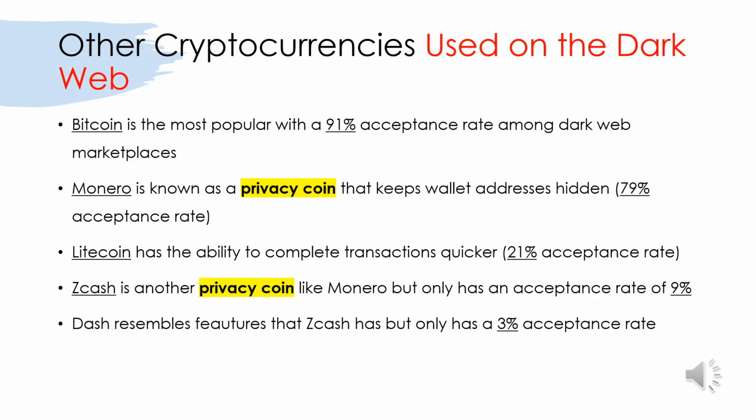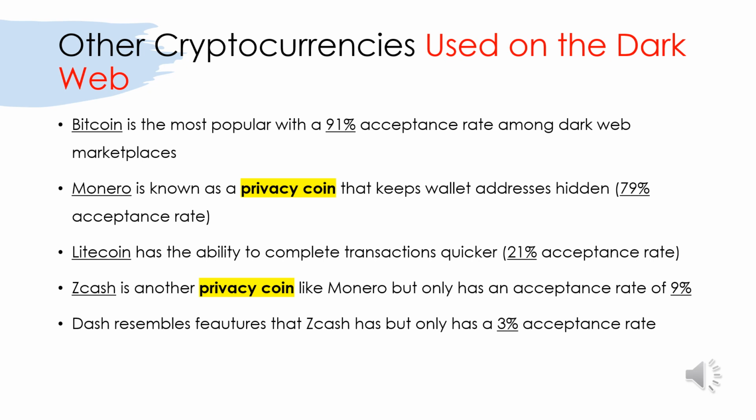Okay, now we're going to be talking about some other cryptocurrencies used on the dark web. Of course, we have Bitcoin, which you've touched on. It's the most popular, of course, with a 91% acceptance rate. And then second in line, you have Monero, which is known as a privacy coin. Monero can keep wallet addresses hidden. That's one of Bitcoin's flaws: with Bitcoin, your wallet address is not hidden. So it is possible for your wallet address to get tracked down. It would be quite difficult, but it is possible.